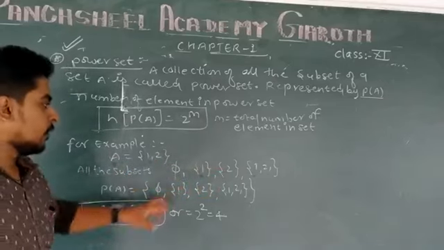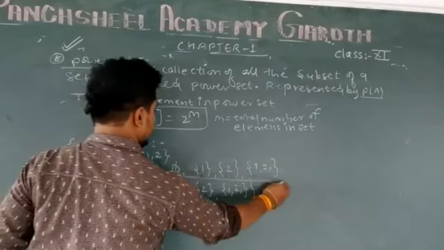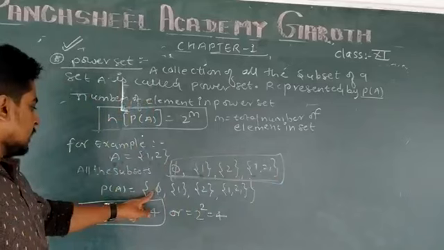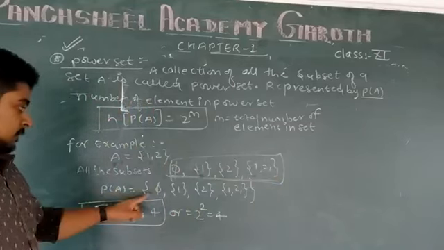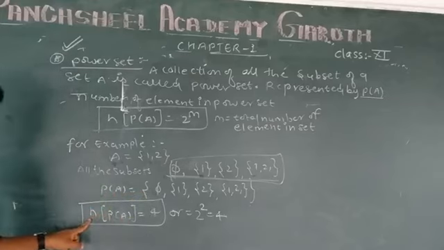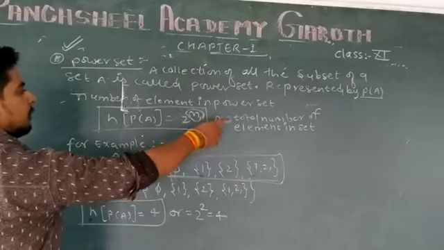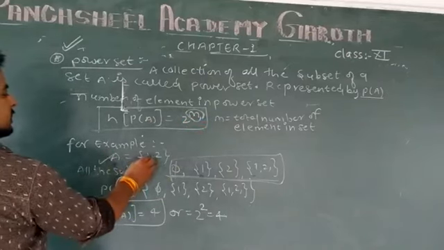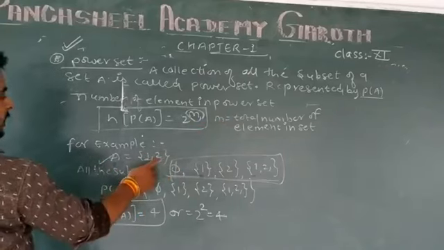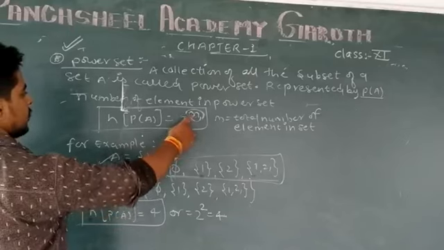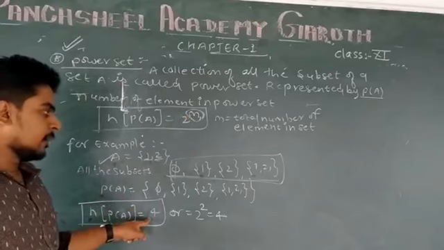Now, if we collect all these subsets in a particular set, then this set is called the power set, and the number of elements of the power set is represented by n(P(A)), and its formula is 2 raised to the power n. What is n? n is the number of elements in the given set. Here there are only 2 elements, therefore 2 raised to the power 2 equals 4. It means that in the power set, 4 elements will be covered.